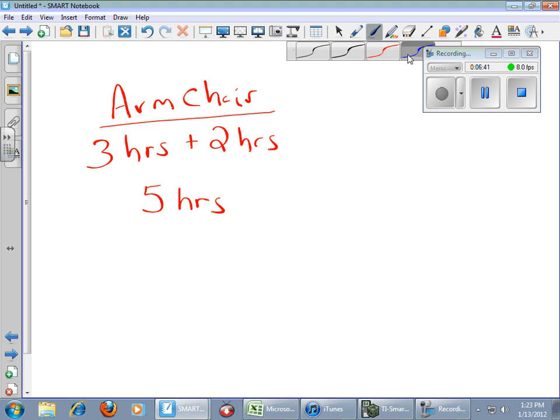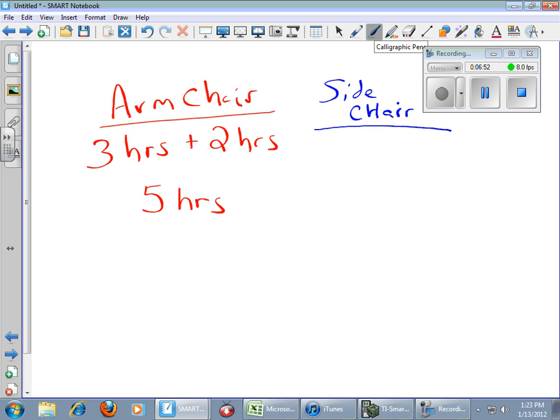Now, what's the other kind of chair here? Okay, the other kind is the side chair. Oops, I'm not in right mode. The side chair. And if I remember right, I believe that's 2 hours to build it, and then 1 hour to finish, for a total of 3 hours. Okay. Now, we need to know the number of chairs of each type that we can get done.